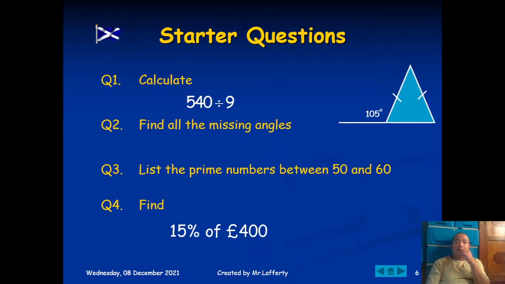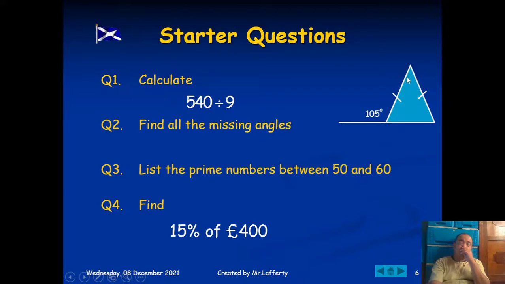Another starter question. Calculate 540 divided by 9. 60. Yes. Find all the missing angles in the triangle. So that is 105. This is 75 degrees, that's also 75 degrees. Then 105 minus 75 is 30. 30 degrees.